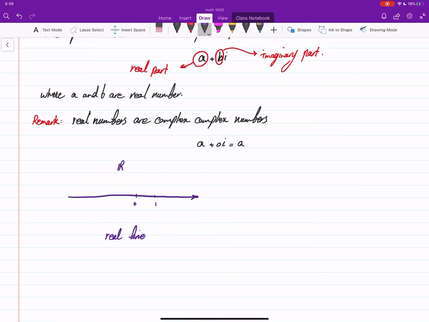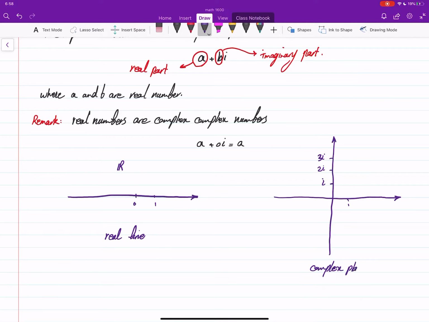Now we go to the complex numbers. The complex numbers will have one real axis, one imaginary axis. These are 1, 2, and so on. This is the real part. This vertical one is going to be the imaginary part. If you have such a thing, you call it the complex plane. This is not anymore a line, it is a plane.